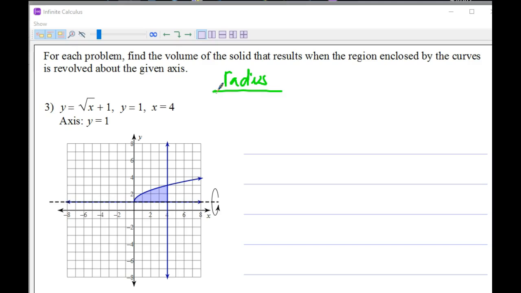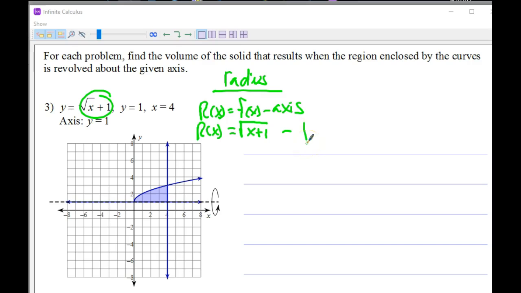All right. So radius is f of x minus the axis. Or don't forget, it could be axis minus f of x. In this case, though, my axis is underneath the function, so we're good. So what's my function? It's radical x plus 1, minus, what's my axis? This time I have a different axis. It's actually a number.